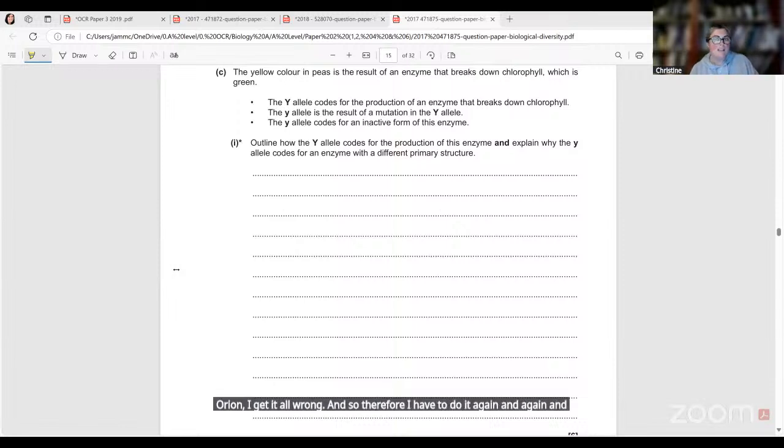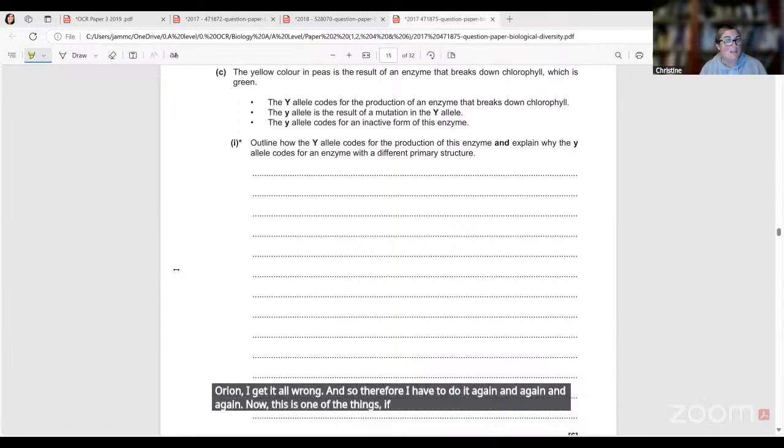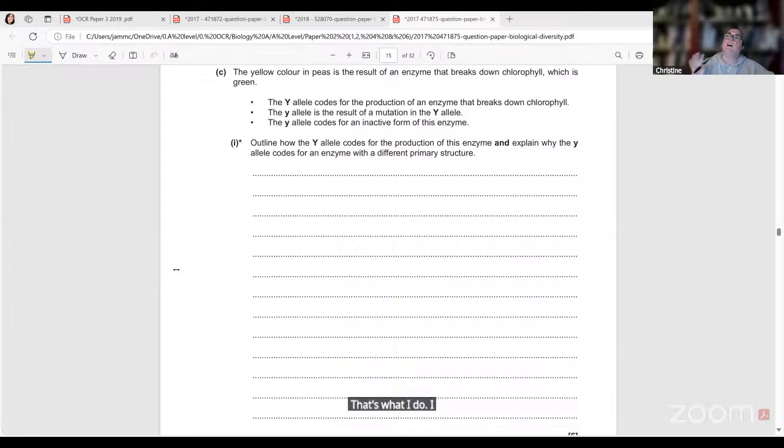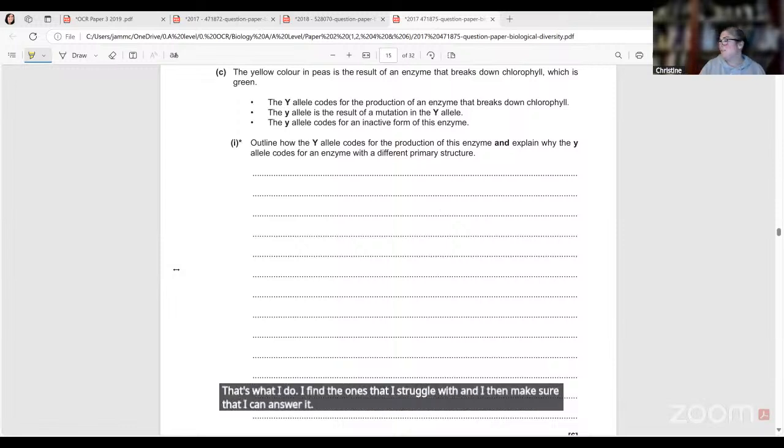Now, this is one of the things, if I was doing this in a session that was planned, I would have gone through this so much on my own to make sure that I knew how to do the answer, because that's what I do. I find the ones that I struggle with and I then make sure that I can answer them. If I get stuck, I say to Alan, can you just help me out here? And as I'm trying to explain it to him, he will try to give me an answer, and I'm like, oh, now I know it. I don't need you anymore. I just needed to talk it through with somebody.